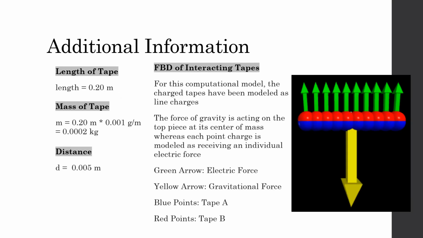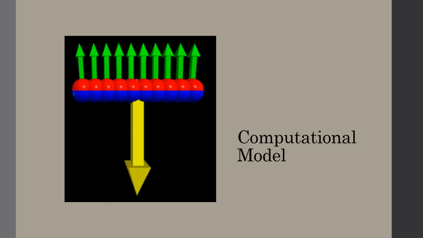Here's some additional constant information that we gather from the physical model. The length of the tapes are 0.2 meters long. The mass of the tape is 2 times 10 to the negative 4th grams, and the distance between the two for them to float is 0.005 meters. On the right is an FBD of the interacting tapes. The red points represent the superposition of tape B, and the blue points represent the superposition of tape A. The yellow arrow downward from tape B is the gravitational force, and the green arrows upwards represent the electric force on tape B.